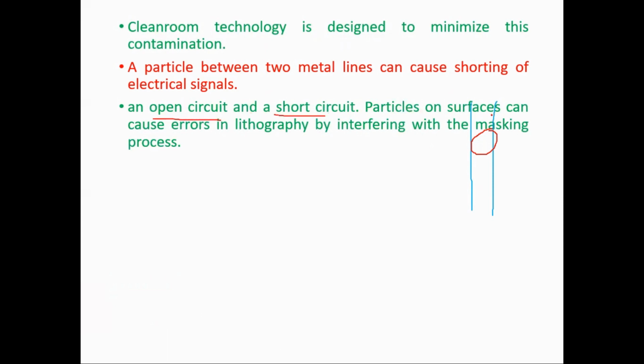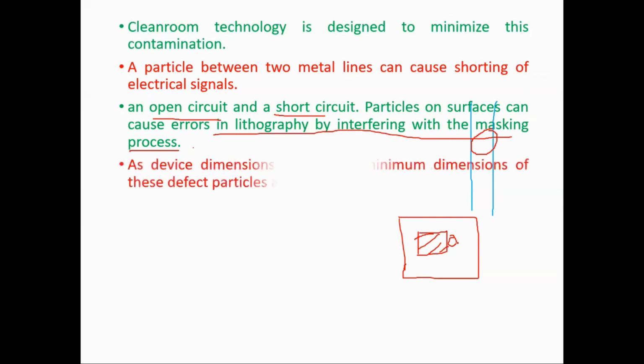Particles on surfaces can cause errors in lithography by interfering with the masking process. We are about to discuss this in the coming slides. Lithography means you have a mask, and below that you have an area. When light falls on this, the area under the mask will be unexposed. But if some contaminant is added to this mask, what happens? It gives you a structure which is not required. That is the problem as far as contamination is concerned.